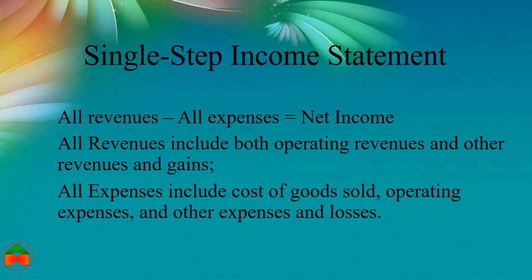Single step income statement. In the single step income statement, we arrive at net income by deducting all expenses from all revenues. Again, I am repeating, when we deduct all expenses from all revenues, we arrive at net income. Here, all revenues include both operating revenues and non-operating revenues, which are considered other revenues and gains. On the other hand, all expenses include cost of goods sold, operating expenses, and other expenses and losses, which are considered non-operating expenses and losses.